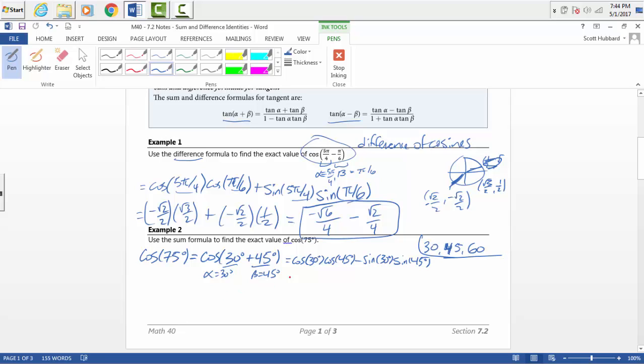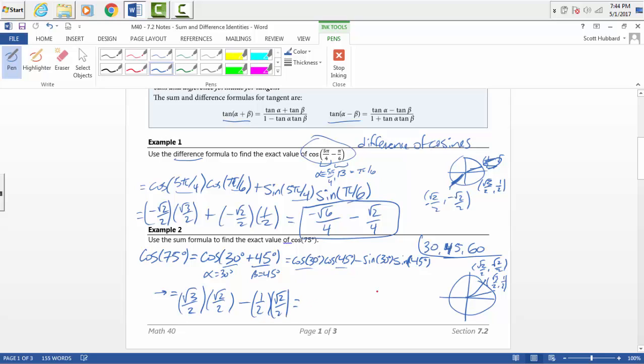Okay, and cosine of 30, then again we'll just use our unit circle knowledge. Here's 30 degrees, and that point is root 3 over 2 comma 1/2, and the 45 is root 2 over 2 comma root 2 over 2. And so cosine of 30, that's going to be the x value right here, so root 3 over 2. Cosine of 45 is root 2 over 2. Sine of 30 is, when this angle is small, the sine is small, so it's 1/2. And sine of 45 is root 2 over 2.